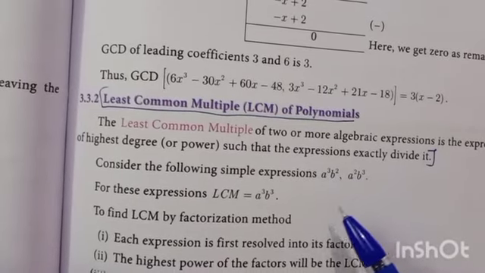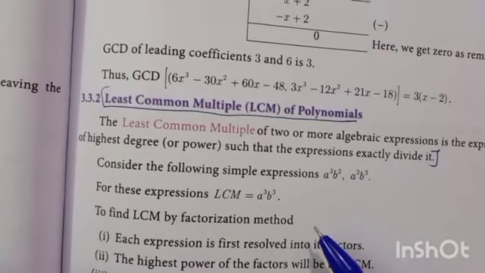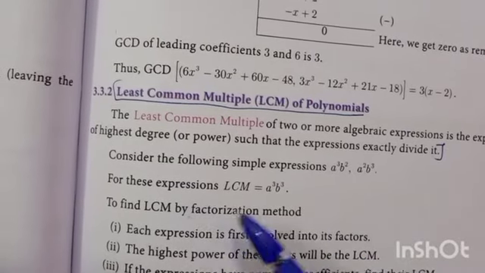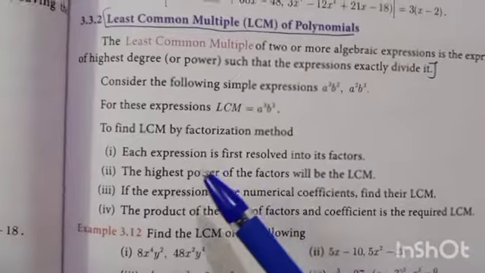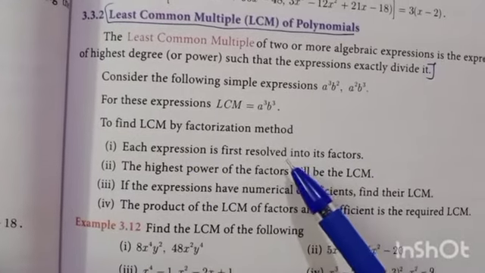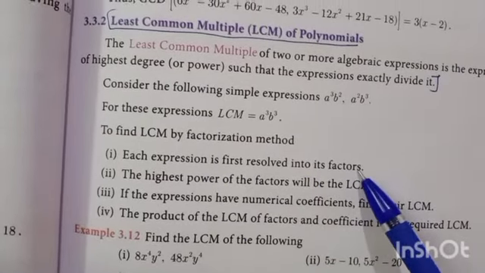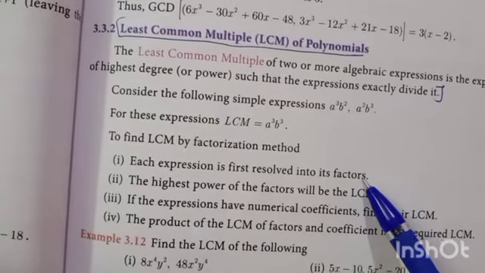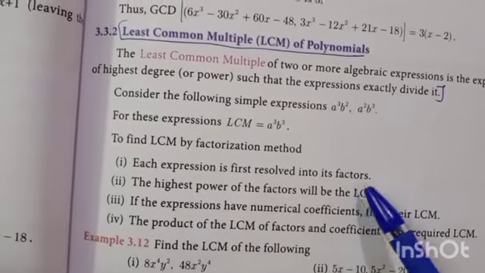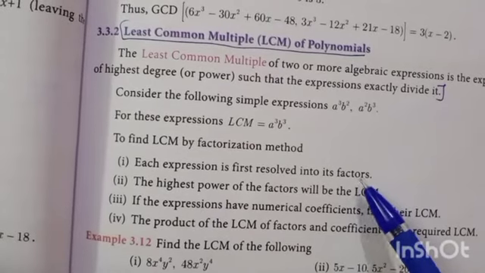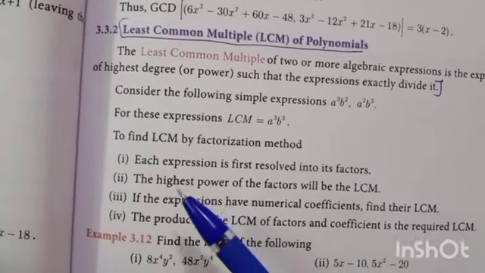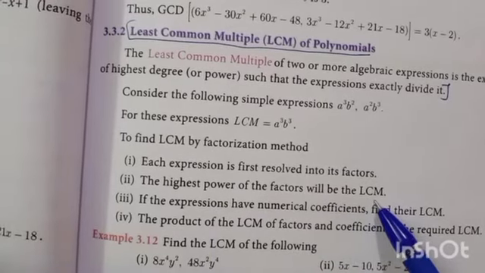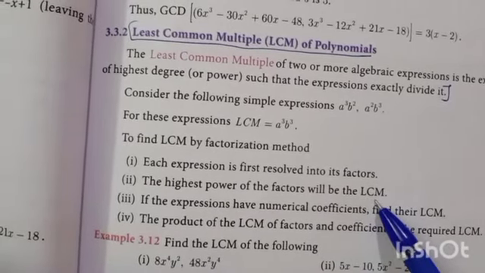Suppose we want to find the LCM of other expressions, we have to follow the rules to find the LCM by the factorization method. Each expression is first resolved into its factors. For any expression that is given, we have to write it as factors. Factors means a product of two numbers or two expressions. The highest power of the factors will be the LCM.